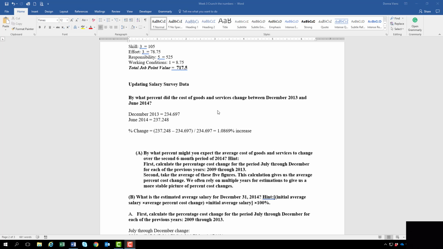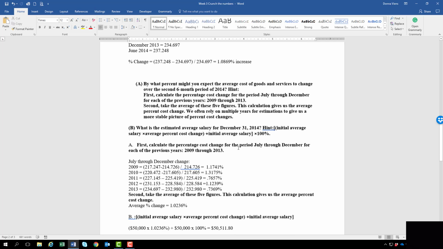So we've seen an increase. Now we come over here and we can say, okay, well, let's take another step further and say, by what percentage might you expect the average cost of goods and services to change over the second 6-month period of 2018? And it gives you some really easy steps here. First, calculate the percentage cost change for the period July through December for each of the previous years.